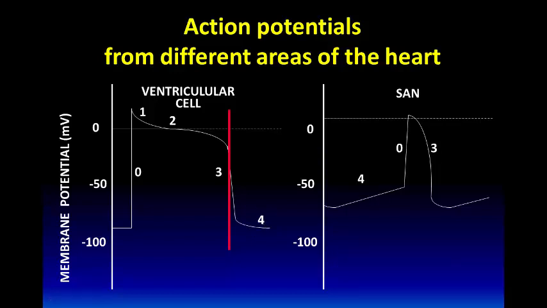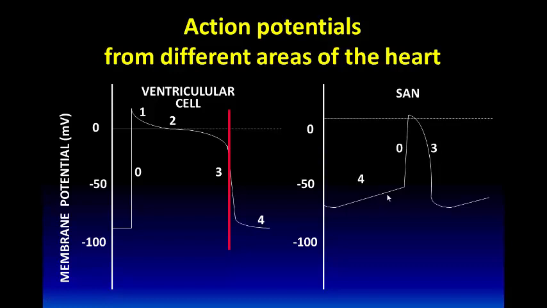In the sinoatrial nodal cells, the voltage across the membrane was initially negative 60 millivolts, and this voltage is not stable. Rather, it becomes less and less negative spontaneously without the need to have a stimulus. Now this reaches the threshold value and an action potential is generated. So it takes some time for this membrane potential to reach the threshold value, and that's why this action potential is known as a slow action potential.